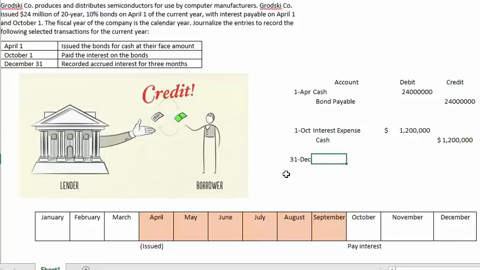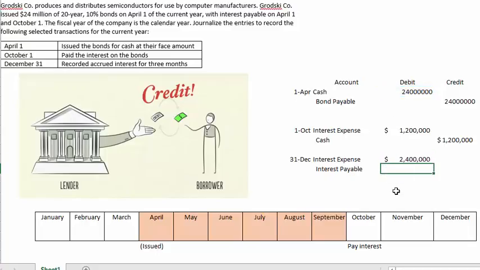So on December 31st, interest expense should increase, but my cash doesn't decrease like it did on October 1st. Instead, I increase this promise, this liability, interest payable. Okay, so the amount of interest, let me show you how I would calculate this. I'd take the face value of the bond. I'd get the amount of interest we owe on an annual period, which is 10% of the face value.